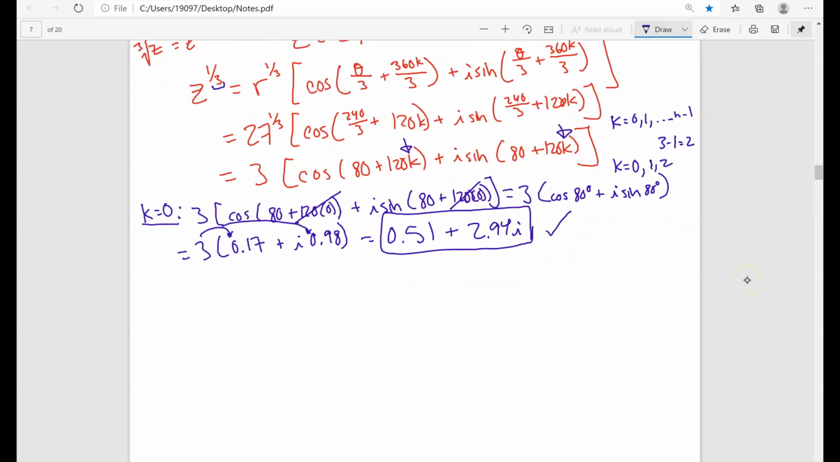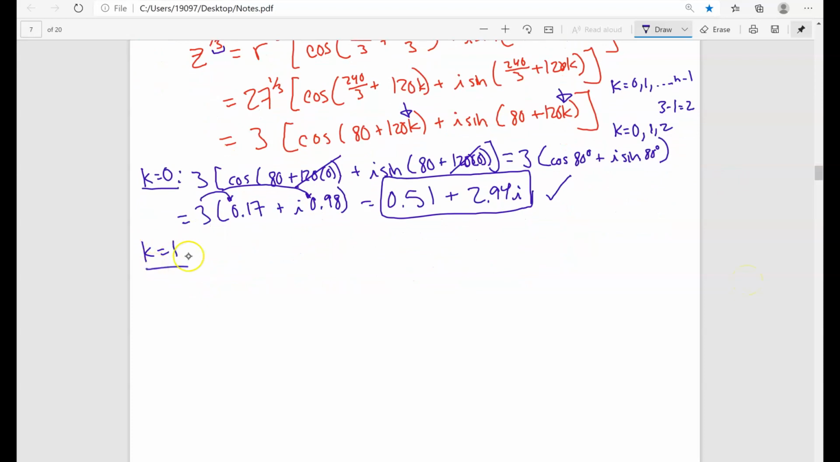Okay, so now we're going to do it for k equals 1. And when k equals 1, we're going to do the same thing. 3 cosine of 80 plus 120 times 1, which is 120, sine 80 plus 120. Okay, so now 80 plus 120, that gives me 200. So we're going to take the cosine of 200 degrees. That gives me negative 0.94 plus I, and then you're going to take the sine of 200 degrees. That's going to give me negative 0.34.